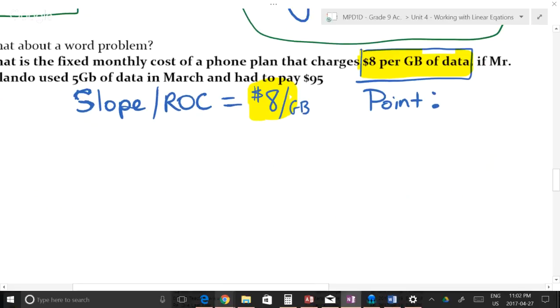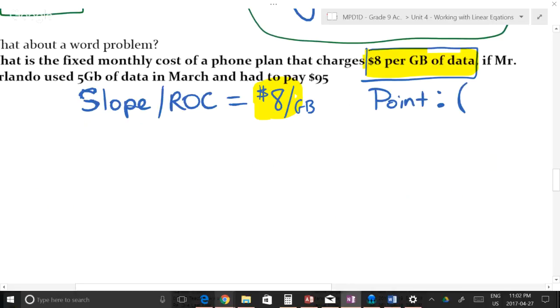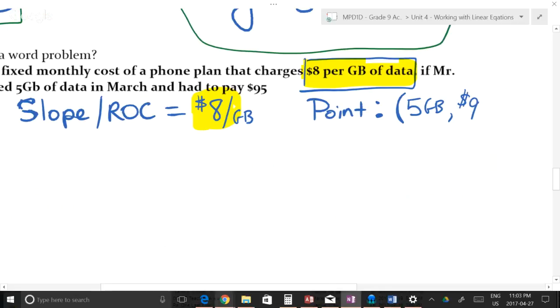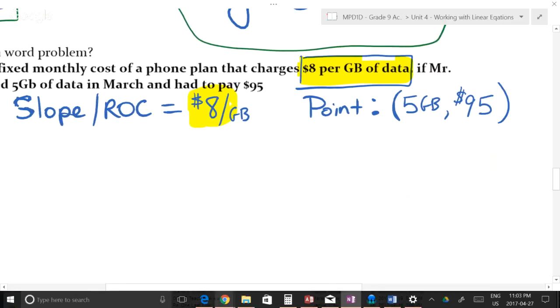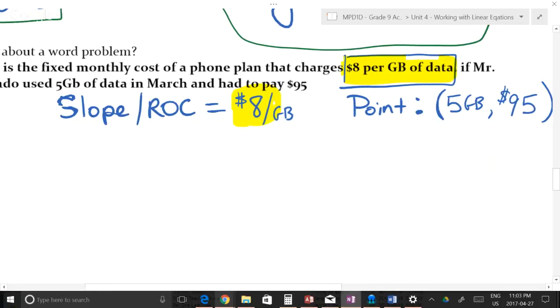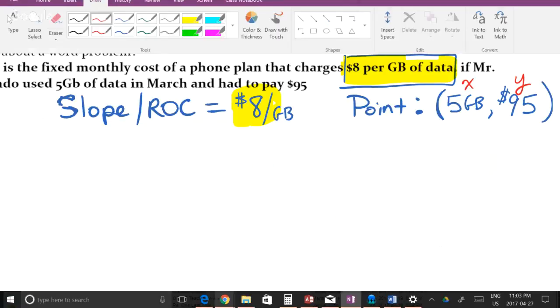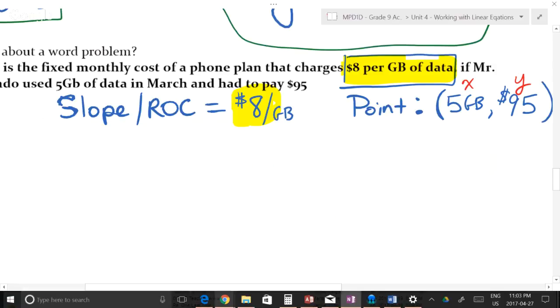Now what about a point? Well, the point's easy. I used 5 gigabytes and it cost me 95 bucks. So that's my point. And that 5 gigabytes is my x, that's my independent variable. I control how much data I use. And that y, that's the dependent variable. I don't control how much money it costs me. It'd be nice if I did, but I don't. I don't get to say that. So, with that in mind, can we make an equation?